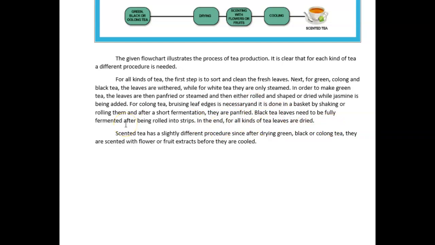Scented tea has a slightly different procedure since after drying green, black, or oolong tea, they are scented with flower fruit extracts before they are cooled. Okay, that's fine.